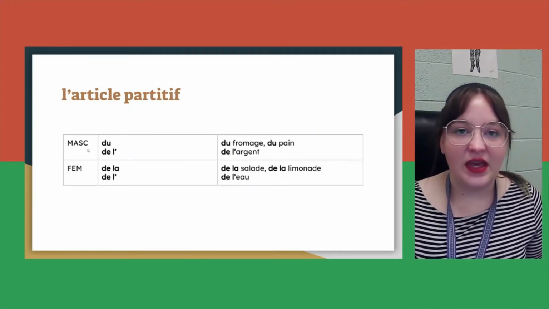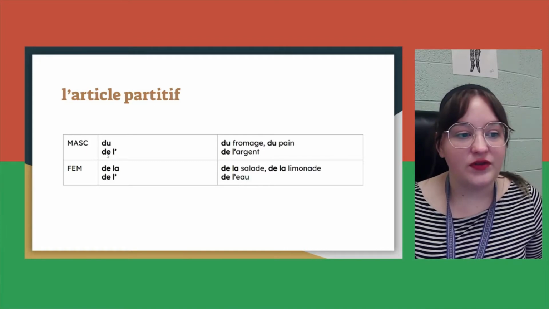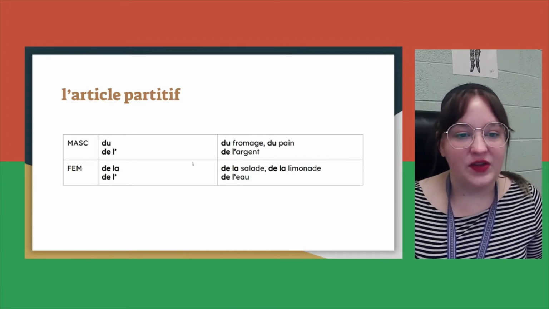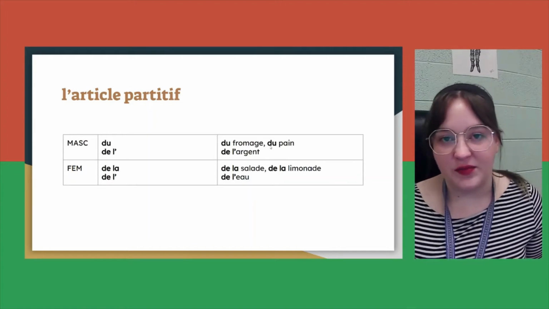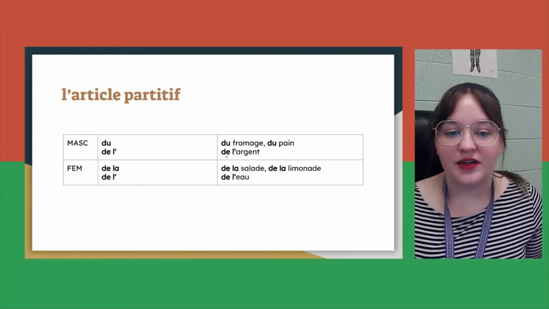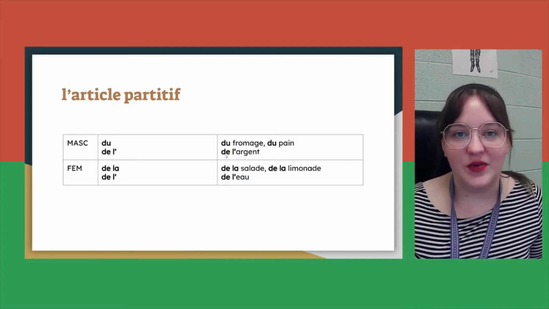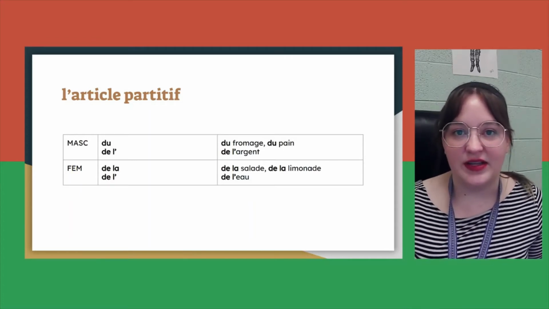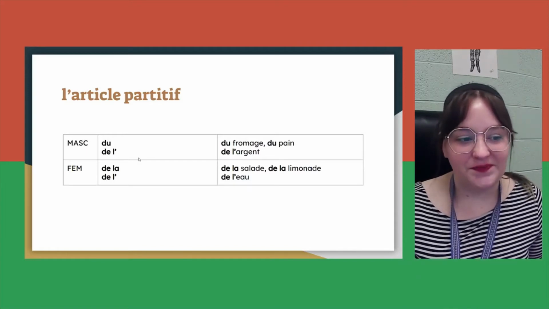So if the food you are referring to is masculine, you will use du, or if it starts with a vowel, you will use de l'apostrophe. So you can see here, du fromage, some cheese, du pain, some bread, and de l'argent, some money, right? So it's not just things you eat, but anytime you want to say some of something when there is like a whole of it elsewhere, you use the partitive article.